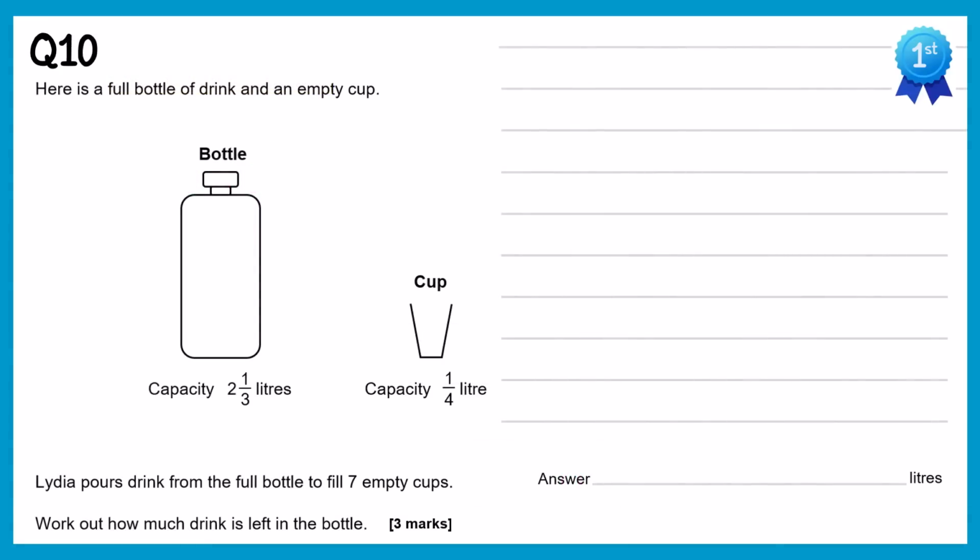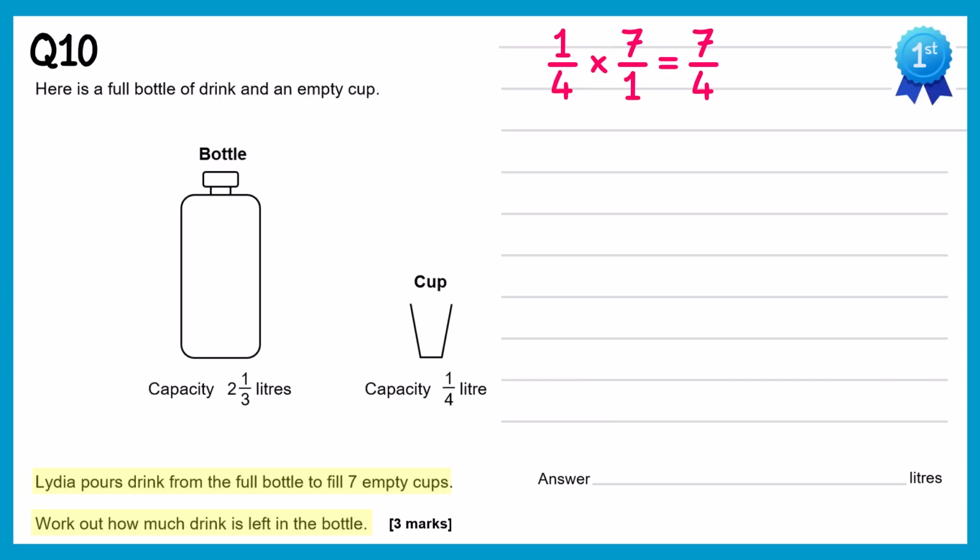In this question, Lydia is going to pour a drink from the full bottle to fill 7 of the empty cups, and we need to work out how much drink is left in the bottle. So let's start by working out the capacity of 7 of the empty cups. Each empty cup has 1/4 of a litre, and we're going to fill 7 of them, so we can multiply this by 7. To multiply these, we'll rewrite the 7 as 7 over 1, and then multiply 1 and 7 to get 7, and 4 and 1 to get 4. So the amount of drink needed to fill 7 of these cups is 7/4.